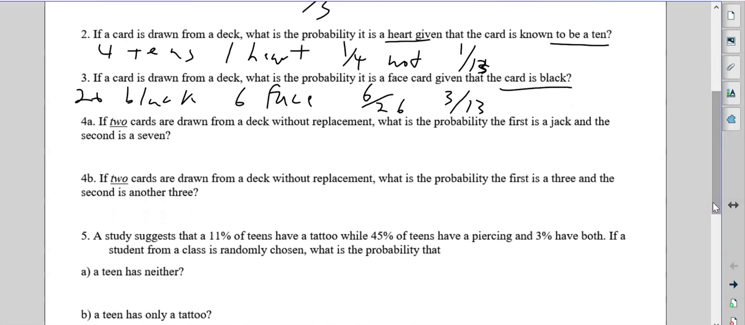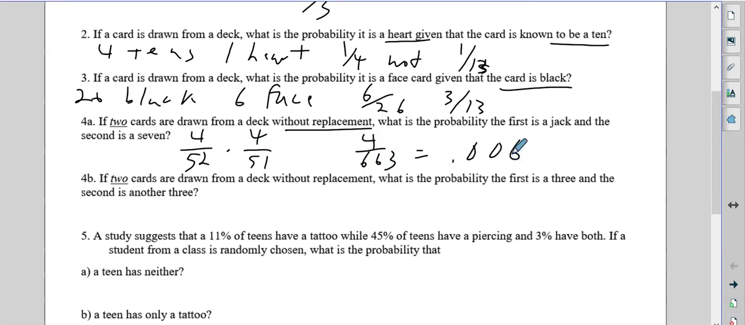All right, if 2 cards are drawn from a deck without replacement, that means you take a card out, leave it out, take another card out. What's the probability the first is a jack and the second is a 7? Well, the probability of getting a jack, there are 4 jacks and there are 52 cards. But if you don't replace it, now there are only 51 cards in the deck. The second being a 7, that's still 4 because the jack did not affect the 7s, but the jack did affect how many cards are in the deck. So that ends up being, if you reduce it, 4 out of 663, or 0.006 if you don't convert it to a fraction.